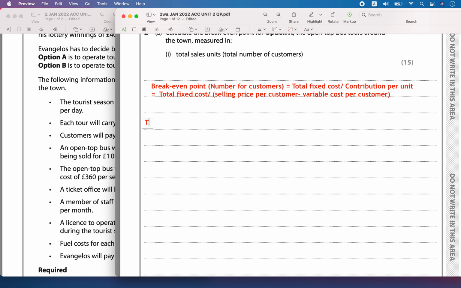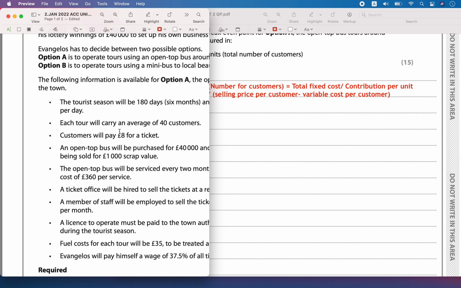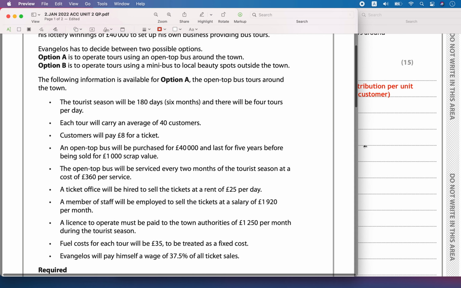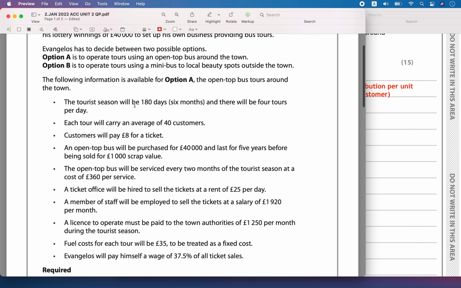So now let's calculate the total fixed cost. What are the fixed costs we have? First it says the tourist season will be 180 days, 6 months, and there will be 4 tours per day, and each tour is going to carry an average of 40 customers. Customers will pay £8 per ticket. This is talking about the sales revenue.